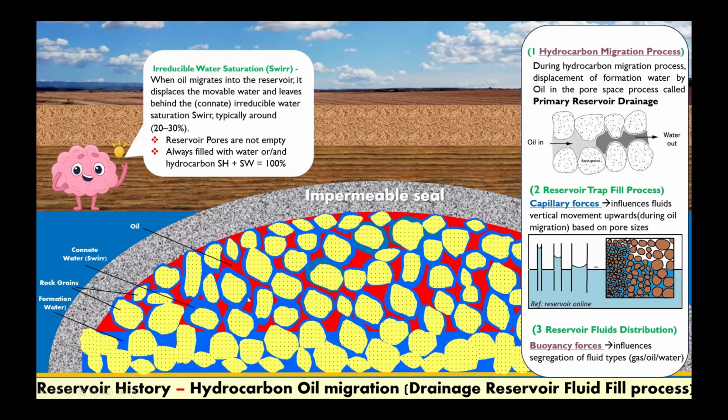It's around 20 to 30% depending on the rock type. This water is held by capillary forces as well as by surface tension, and these are all Mother Nature forces. And the irreducible water is the main reason why the hydrocarbon saturation is never 100%.